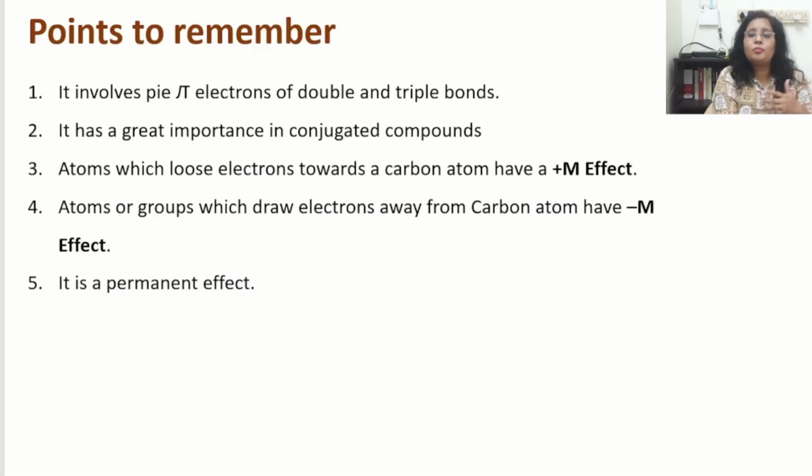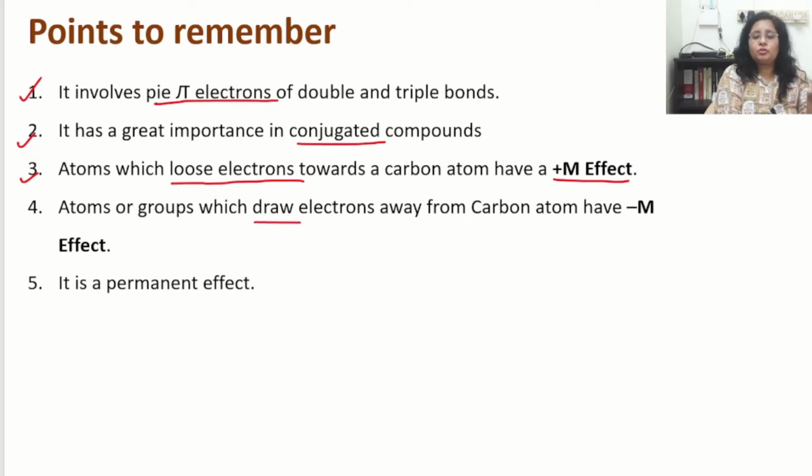Let's have a look at the important points. First point: it involves the pi electrons of double and triple bonds only. It will never go through the sigma electrons. If sigma electrons are involved, that means it is an inductive effect. Second point: it has great importance in the conjugated system, as I told you. Third point: atoms or groups which lose electrons towards the carbon atom have a plus M effect, and atoms or groups which draw electrons away from the carbon atom have a minus M effect.